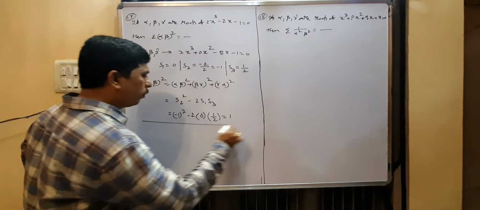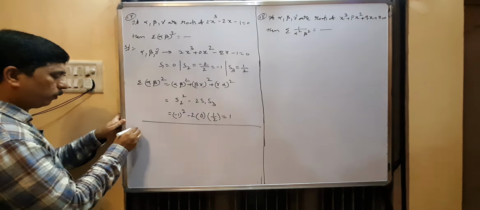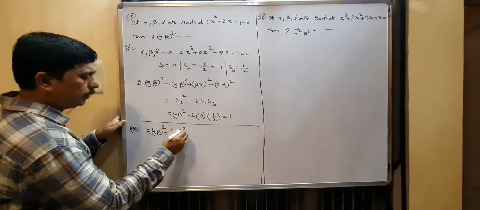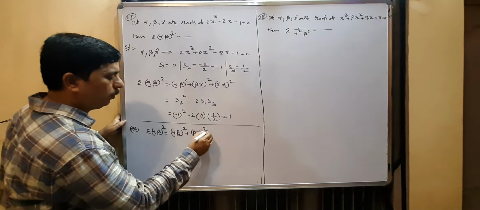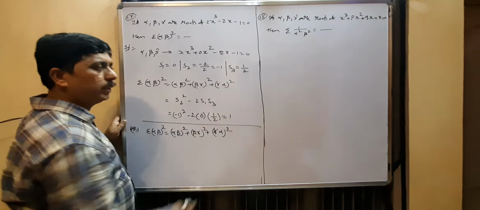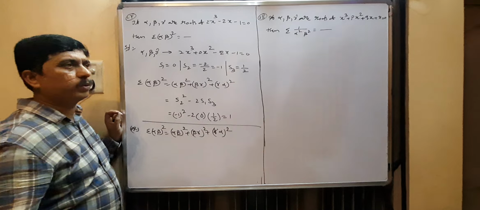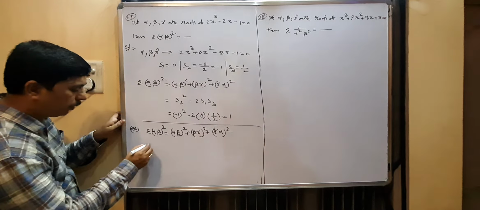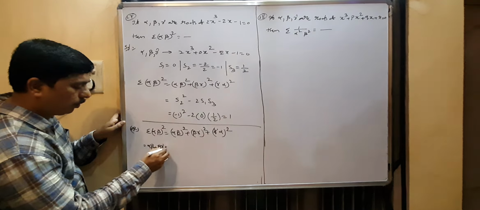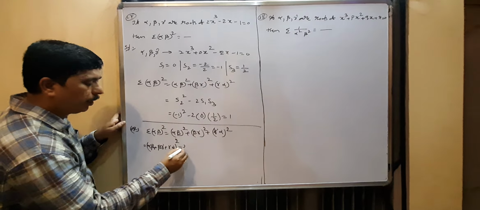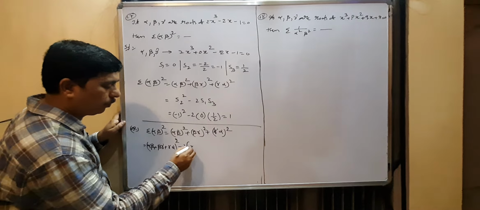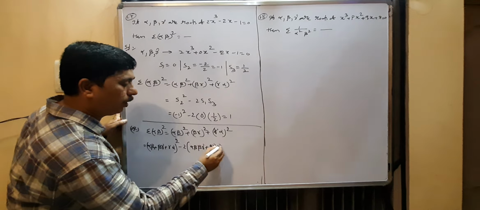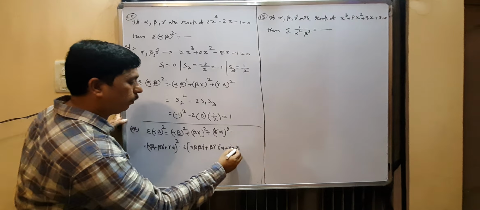If you do not remember the formula, you can go by the procedure. Sigma alpha beta whole square means alpha beta whole square plus beta gamma whole square plus gamma alpha whole square. This is in the form of a square plus b square plus c square. A square plus b square plus c square is a plus b plus c whole square, that is alpha beta plus beta gamma plus gamma alpha whole square, minus 2 times alpha beta into beta gamma plus beta gamma into gamma alpha plus gamma alpha into alpha beta.